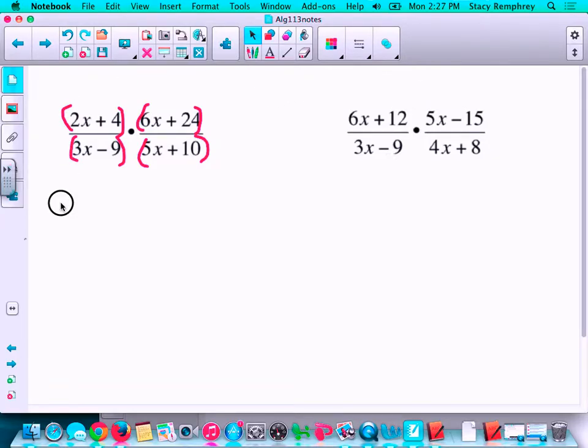So again, 2x plus 4 will turn into 2 times (x plus 2), and then you keep going. Okay, and then I would do the 3. So work through that, push pause, work through that, come back and check your answers.